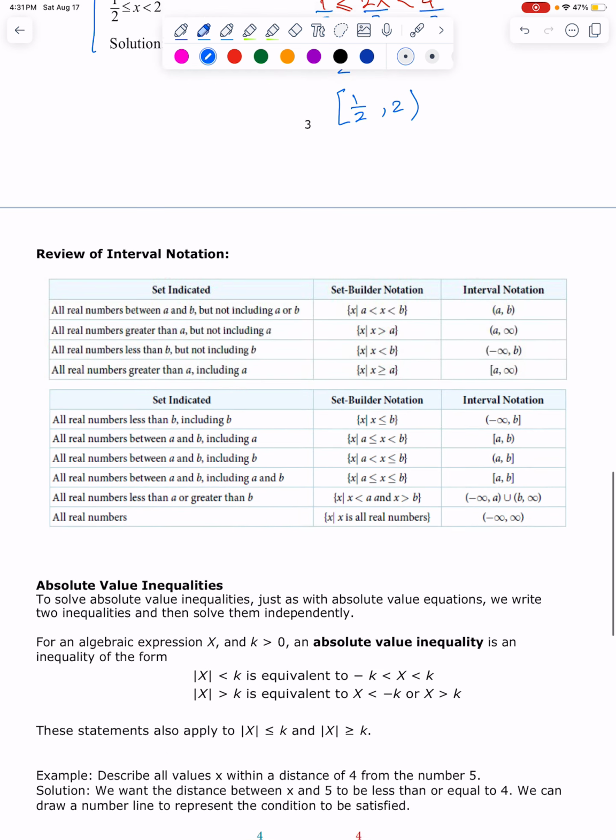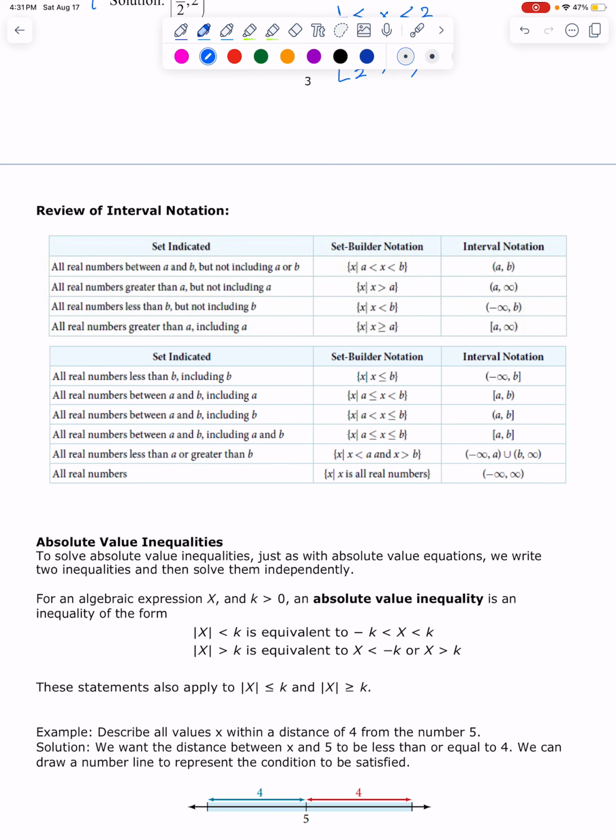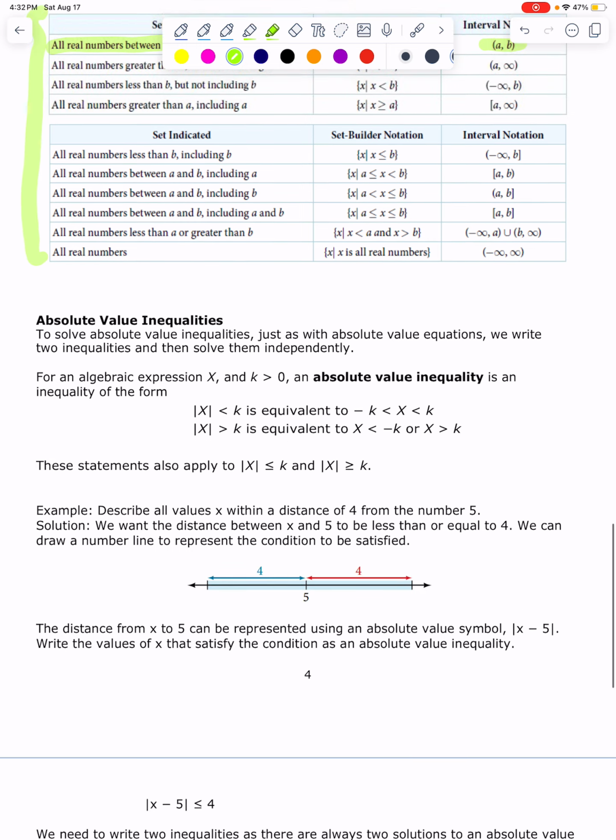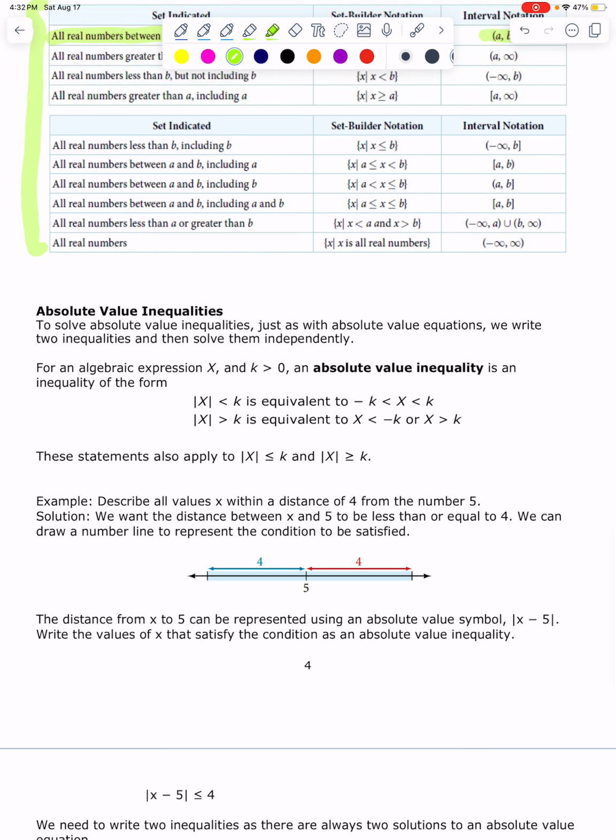The next page is going to show you a review of interval notation. Please look at this because it's a prerequisite for the interval notations. You should know how to translate from words to set builder notation to an interval notation. And this is a very helpful list, so please read through it, and if you have any questions, let me know. We're going to move on to the next concept, which is absolute value inequalities.